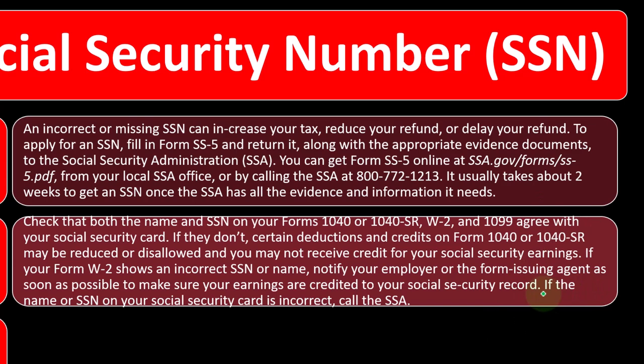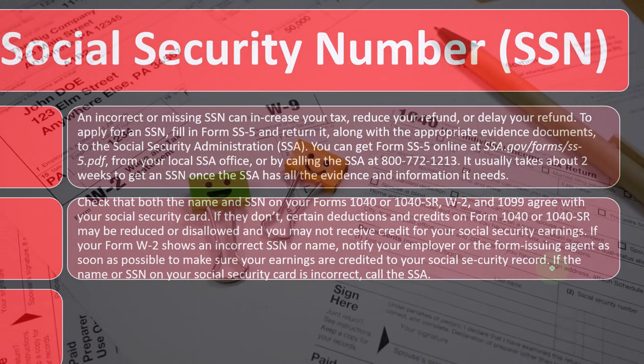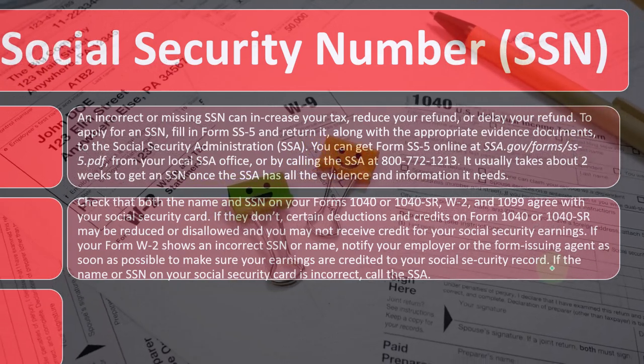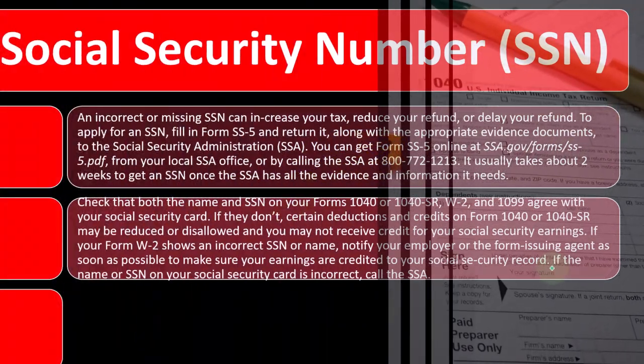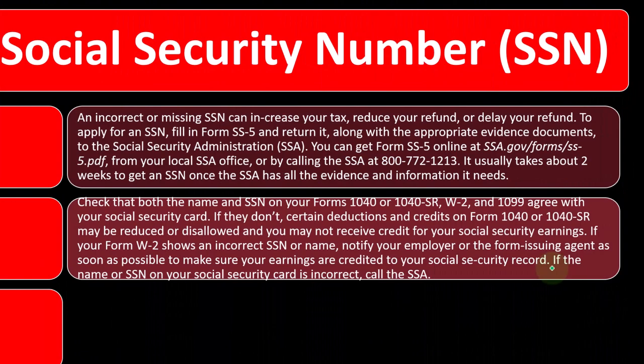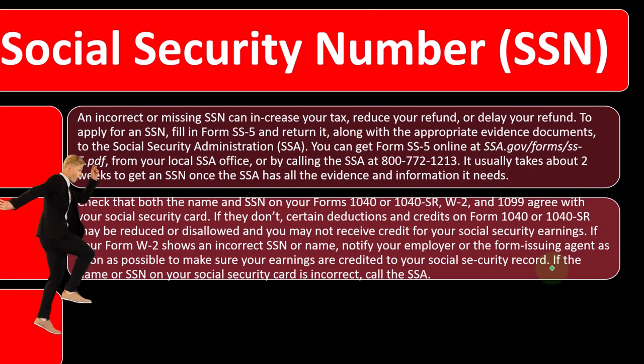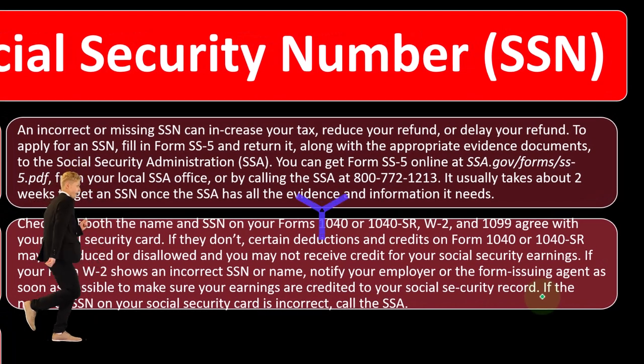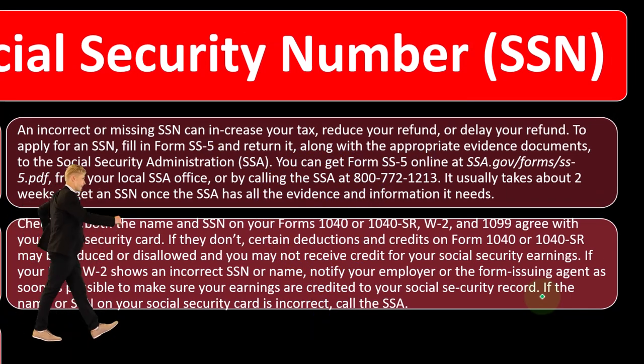So note, again, you'd probably be able to file the tax return in that case and get your refund, but if the W-2 is not properly recorded in terms of the Social Security number and name, then you're not compiling the Social Security credit that you're paying into the program to get the maximum benefit. So you want to make sure to correct that.